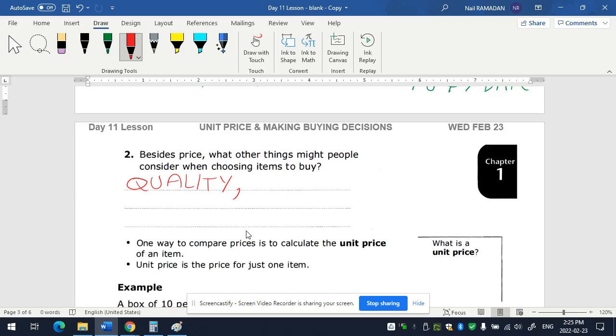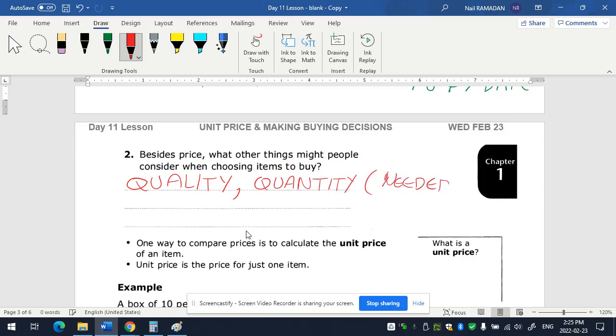So quality. I'm going to go with quantity, but I'm going to say quantity needed. Let's just say needed.